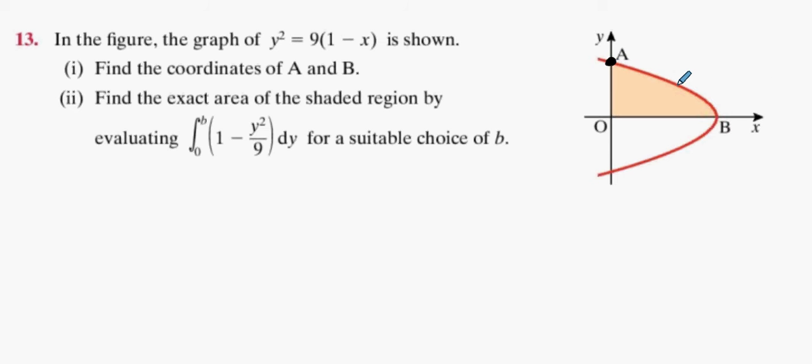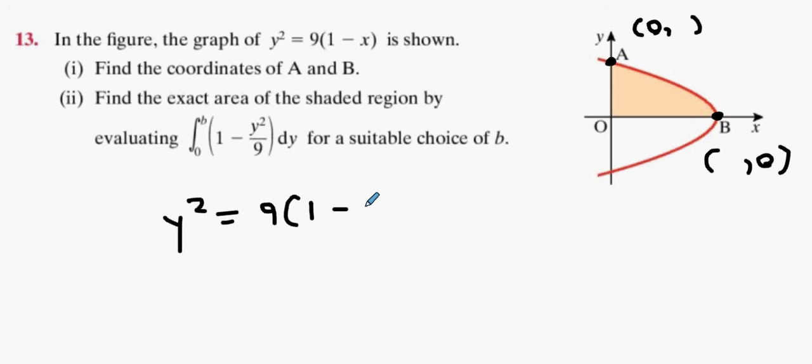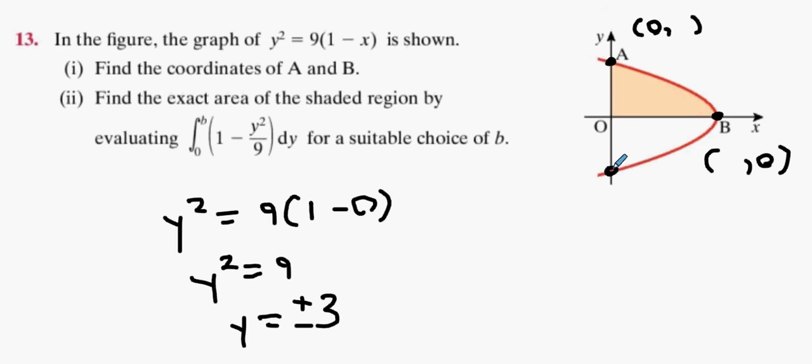A and B. Well, we know that A has a guaranteed x value of 0, and we know B has a guaranteed y value of 0. Everybody cool with that? Alright. Now, the x value is 0, so y squared equals 9 times (1 minus 0). Y squared equals 9. What's the answer for y? It's plus or minus 3, but the minus 3 is down here and the plus 3 is up there. So the first answer is (0, 3).